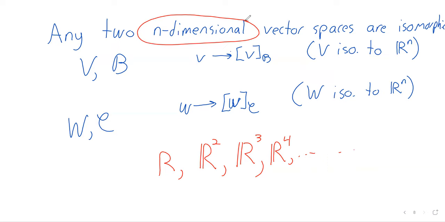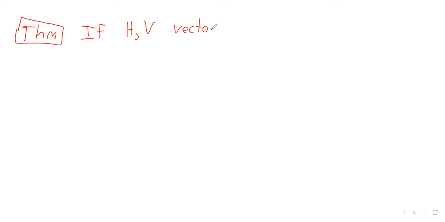Let's state some other theorems. That's kind of what this section is. It's a bunch of theorems. Theorem: if H and V are vector spaces, and V is finite dimensional, that is, we'll write the dimension of V is less than infinity when we want to say that something has a finite basis.